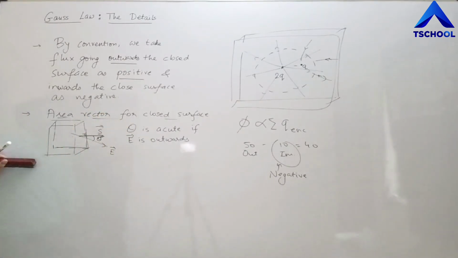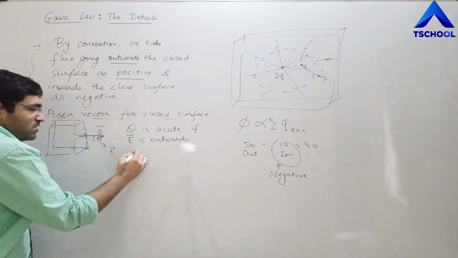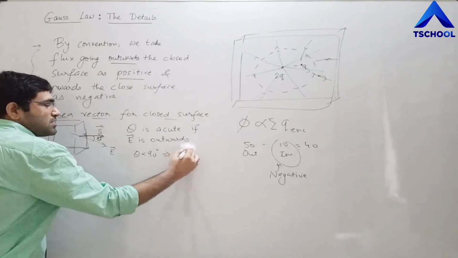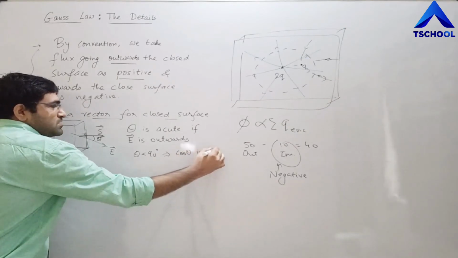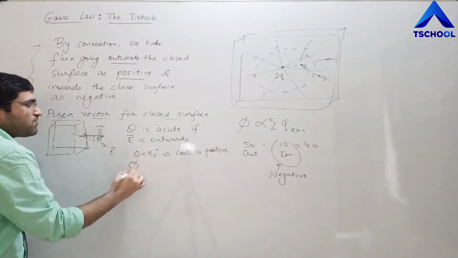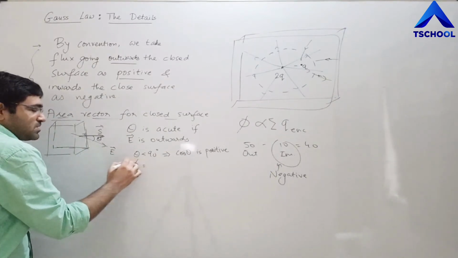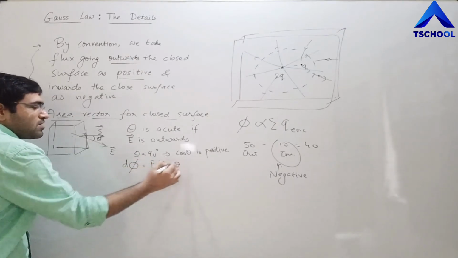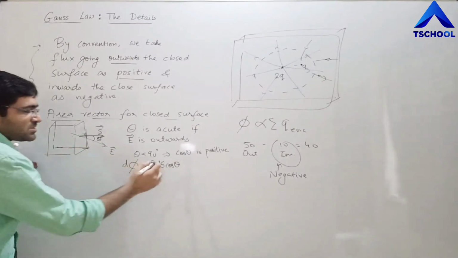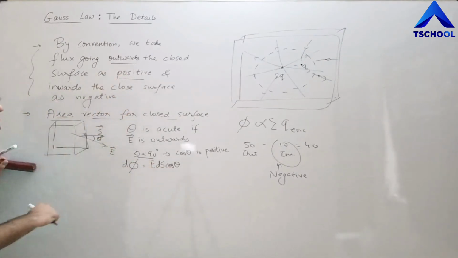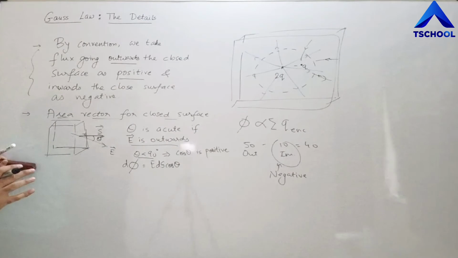And in such a case, this convention gets followed. I hope you realize why. Because if theta is less than 90, that means cos theta is positive. If cos theta is positive, the flux is also positive, because roughly speaking, for a small part of the surface it is going to be E dS cos theta. So as long as theta is less than 90, or acute, the flux is positive, and that's what the convention is if the electric field is outwards.